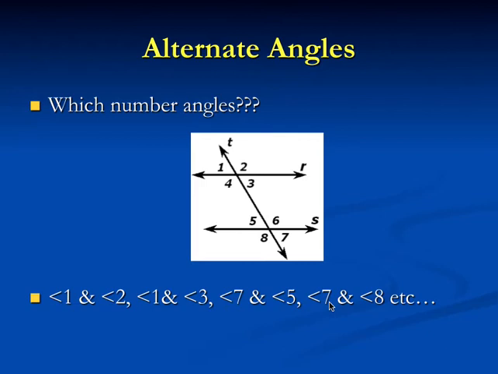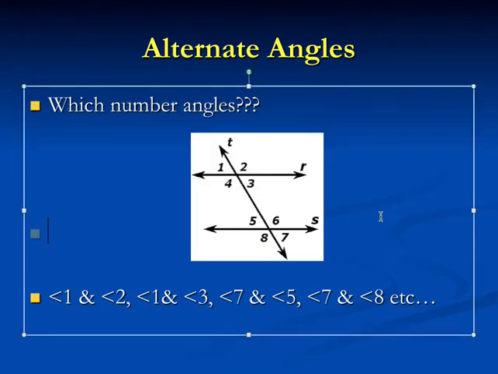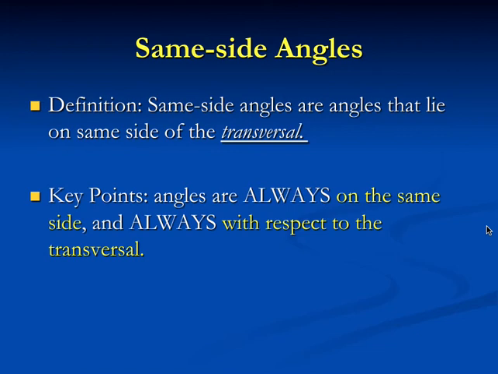Again, in this diagram that you've already drawn in your notes, your alternate angles could be angle 1 and 2, angle 1 and 3, angle 7 and 5, angle 7 and 8, etc. Conversely, we need to talk about same-side angles. We just said that alternate angles are on opposite sides, and so same-side angles are going to be on the same side of the transversal.